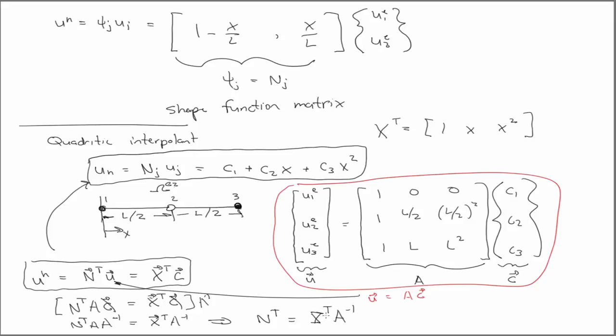So another way to think of A is X evaluated at node 1, X evaluated at node 2, X evaluated at node 3. So that makes a matrix. Then all we have to do is invert that matrix and multiply it on the right-hand side by X transpose, and that gives us our shape function matrix. So a very systematic way to develop what the shape functions are.